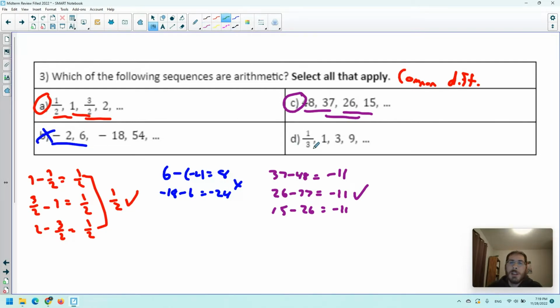Last one we got here is D. So again, pretty clearly it's not going to work out. But just to show, 1 minus 1/3 is going to be 2/3. And then 3 minus 1 is just 2. So this isn't going to work out. So that one also does not work out. The bottom two end up being geometric, but we'll get to those in the second half of the class.